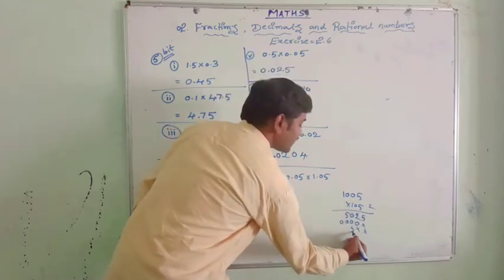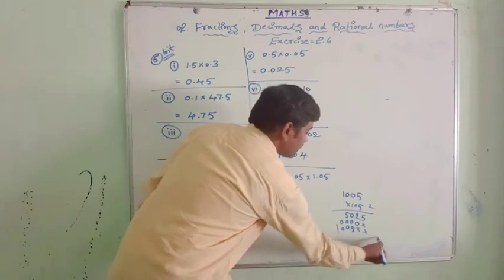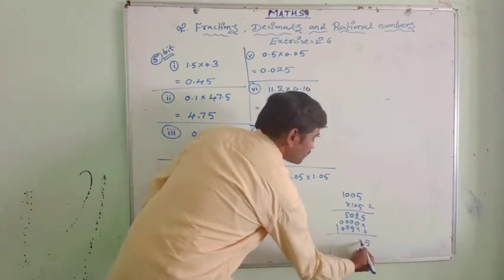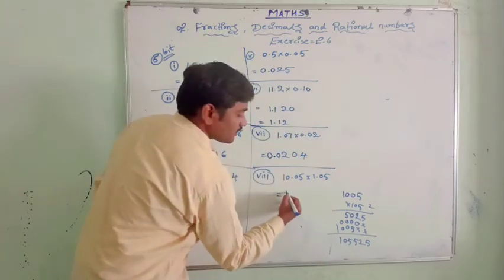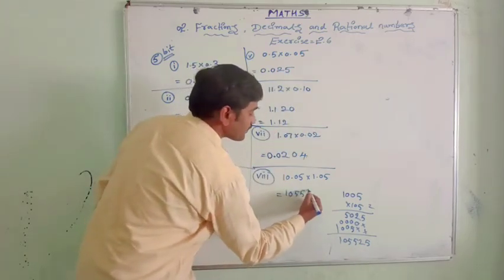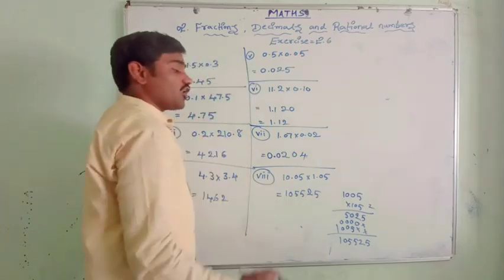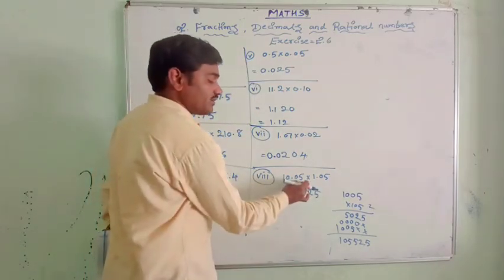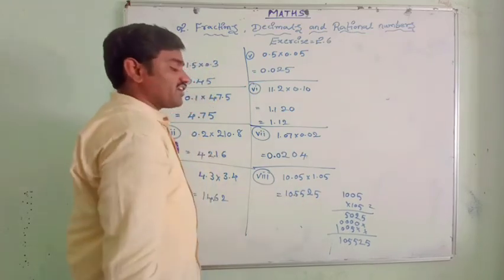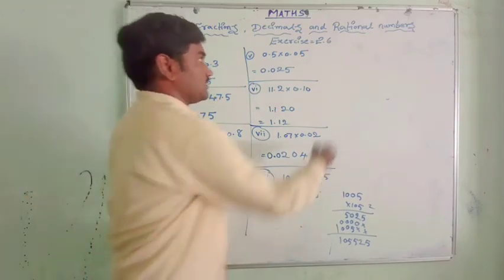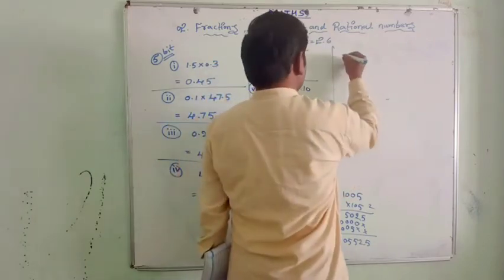With 1 you multiply, you get the same number again. Add 5, 2, 5, 5, 0, 1. This number you got, 1 0 5 5 2 5. Now we have to count how many decimal digits are there after the decimal point. Here 2, 2, 4. 1 2 3 4. That is 10.5525. It is the answer. Now next, the 9th one.